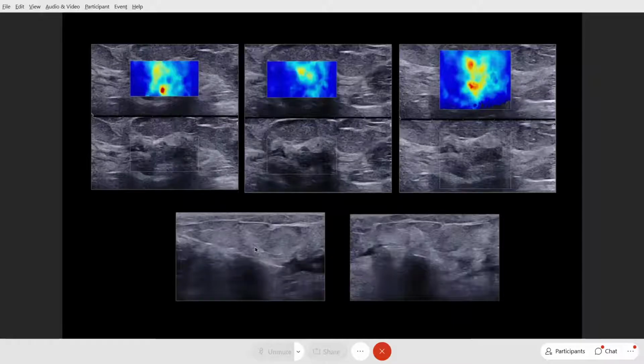And with the use of elastography, I could target the most suspicious lesion where we cannot differentiate the duct filled with debris versus a duct filled with mass, like in this case.